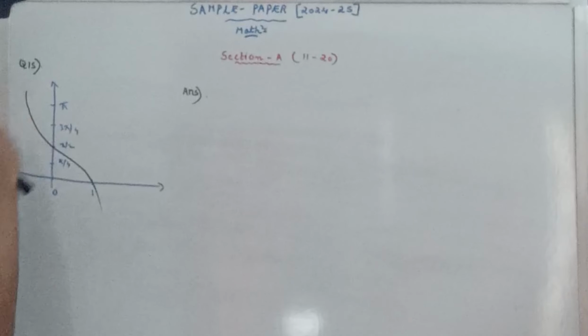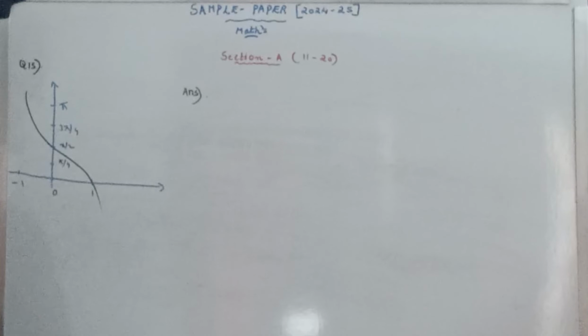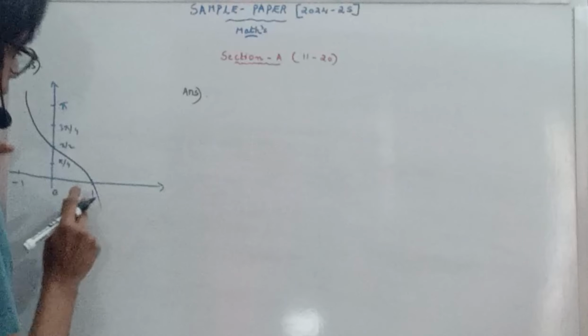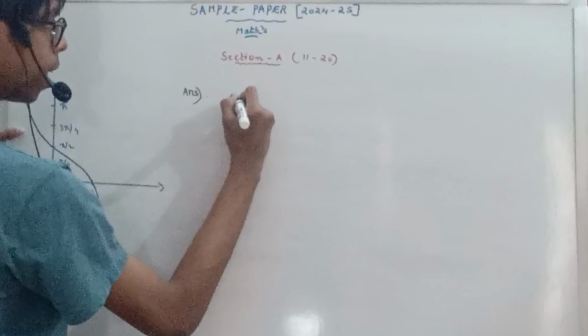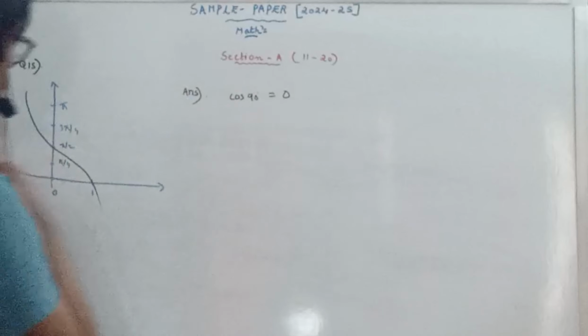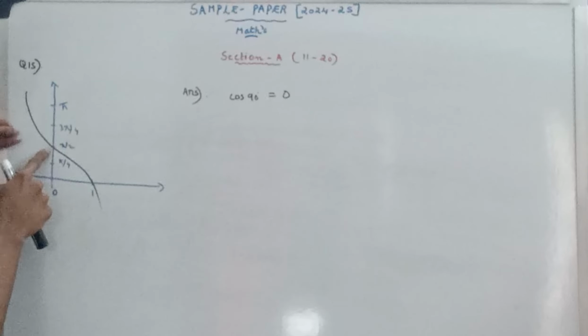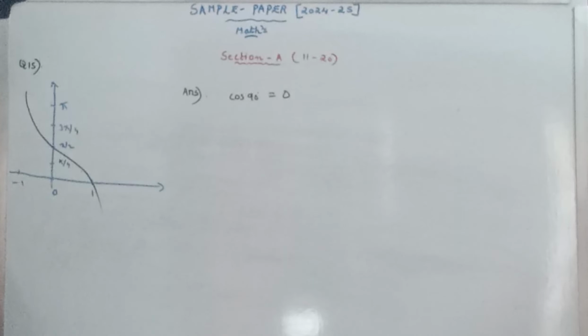Looking at the graph itself, we can say that this is the graph of cos inverse x. Let us take any point here, let me consider pi by 2. Pi by 2 means 90 degrees, and we know that cos of 90 degrees is equal to 0. In the graph too, the point pi by 2 lies alongside 0.